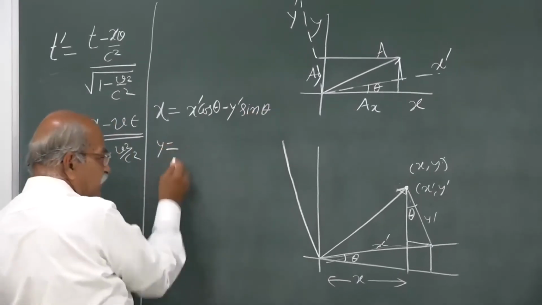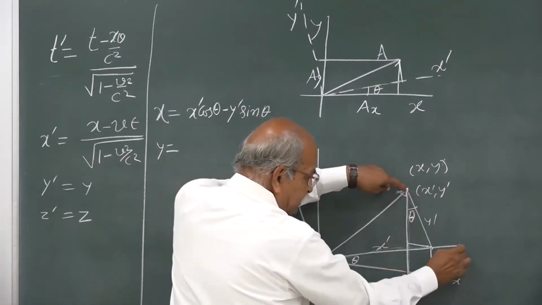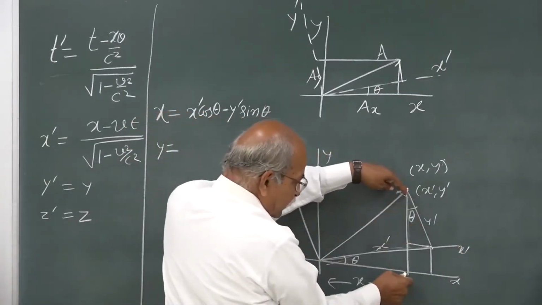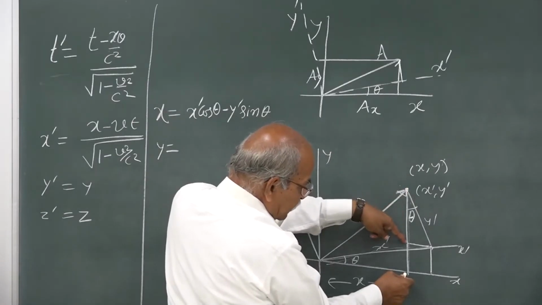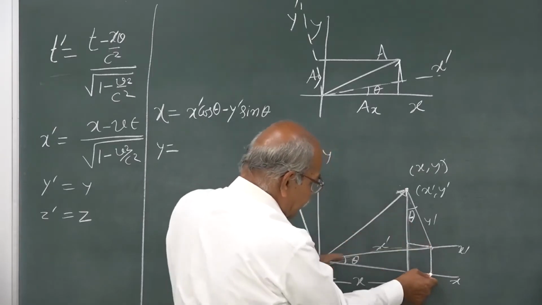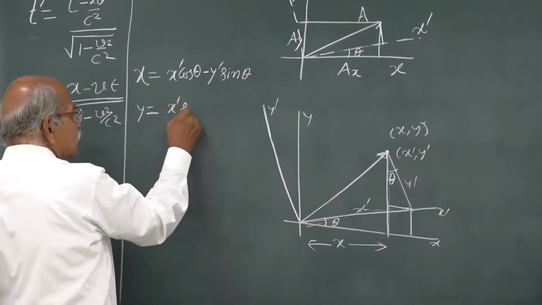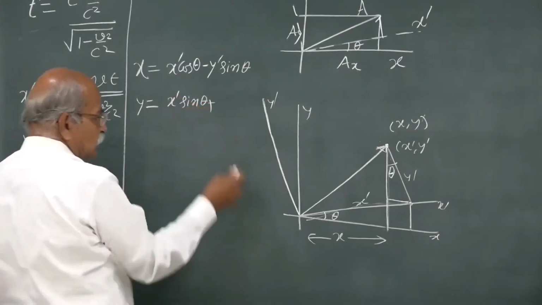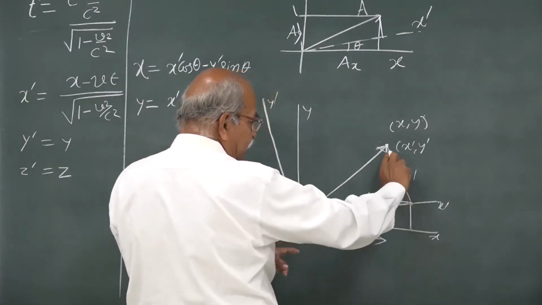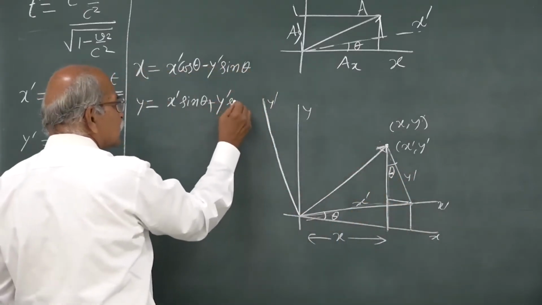Similarly, if you want to write y, what is y? This is y, this is our x axis, this is x prime axis, this is y axis, this is y prime axis. So, this is y. This can be written as this length plus this length, and this length is the same as this length, and that is x prime times sin theta, plus this length, and this one is y prime times cos theta.